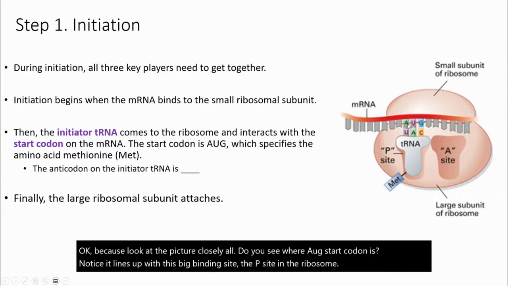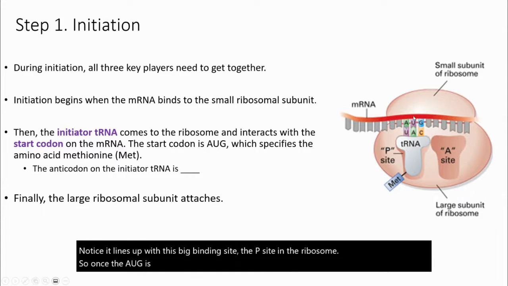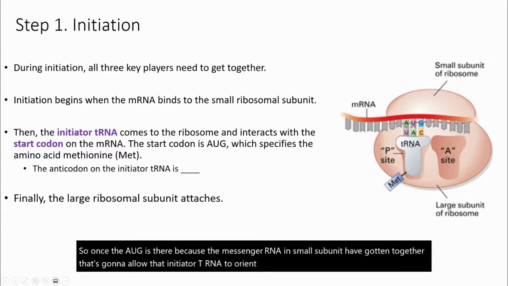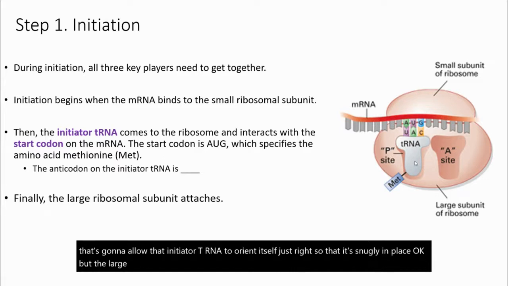So once the AUG is there, because the messenger RNA and small subunit have gotten together, that's going to allow that initiator tRNA to orient itself just right so that it's snugly in place. Okay, but the large ribosome hasn't actually bound yet. Okay, the initiator tRNA actually gets there first. Okay, but it's just kind of lined up for where it needs to be.